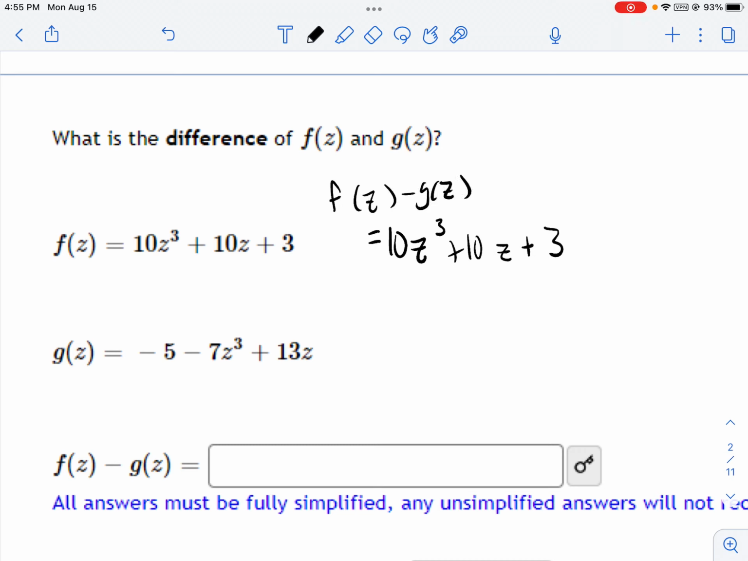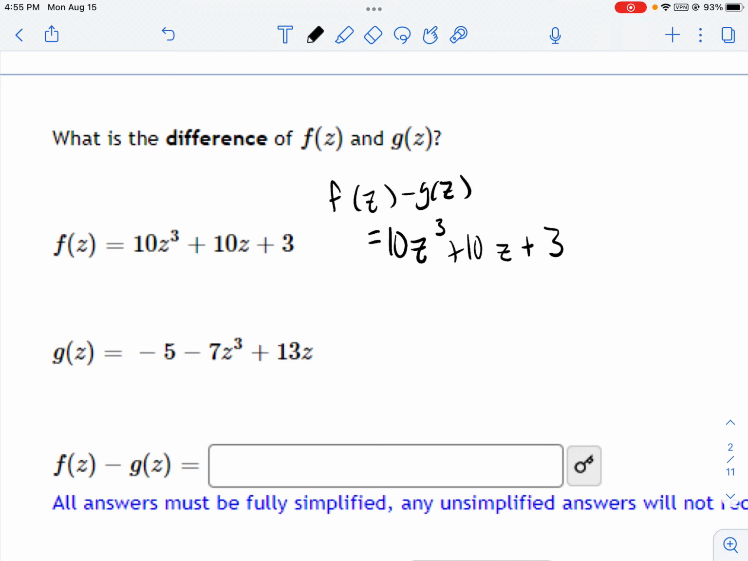Now what needs to be around our g of z here is parentheses. As soon as you see that subtraction, you should be thinking parentheses matter here. And the reason why is because you're not just subtracting the negative 5. You're not just subtracting the negative 7z to the third. You're subtracting all of it. And those parentheses tell you that all of it's getting subtracted.